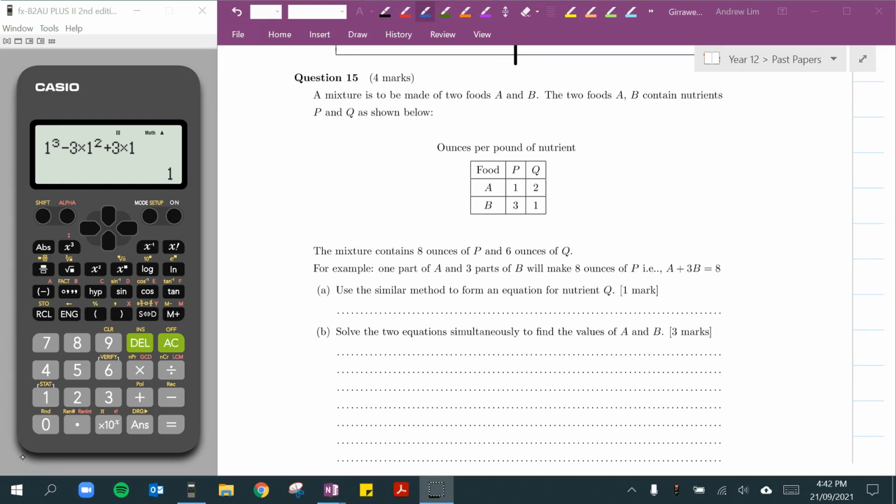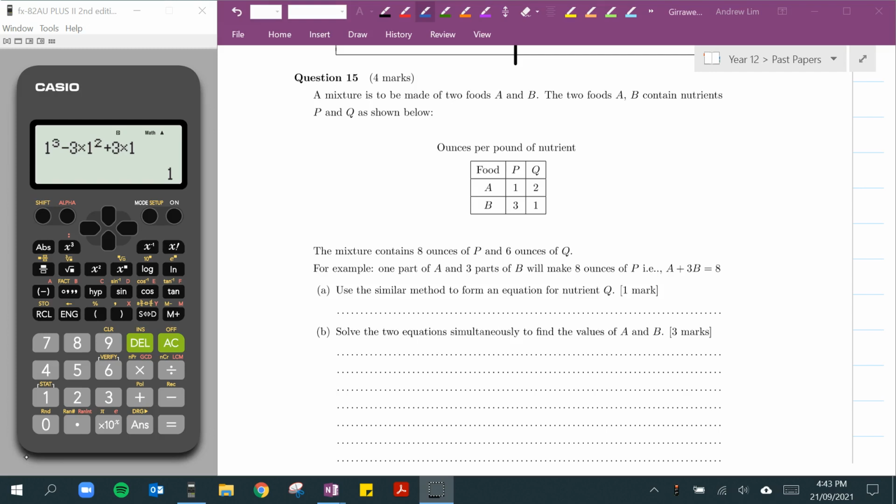Question 15. A mixture is to be made of two foods, A and B. The two foods A, B contain nutrients P and Q as shown below. The mixture contains 8 ounces of P and 6 ounces of Q. For example, 1 part of A and 3 parts of B will make 8 ounces of P. Use the similar method to form an equation for nutrient Q.